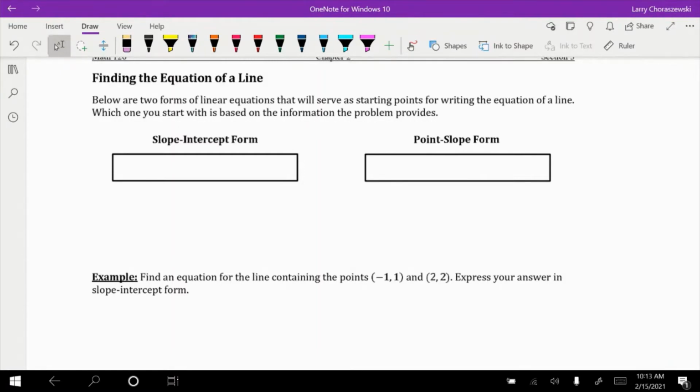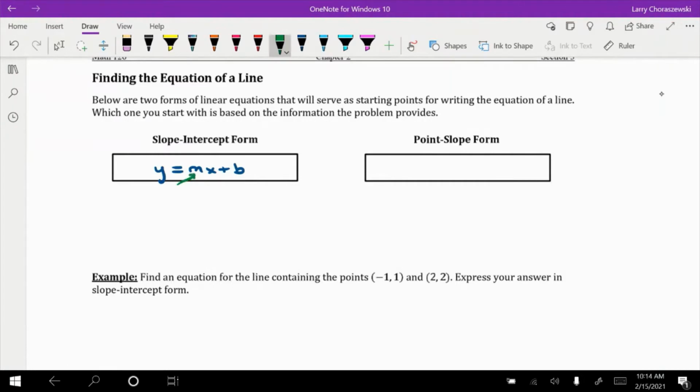So the first version, probably the most common or most popular one, is the slope-intercept form version of a line. And this is definitely a flashcard-worthy formula. It goes y equals mx plus b. So if we know the slope of a line and its y-intercept, which is what b represents, we could write an equation for that line.